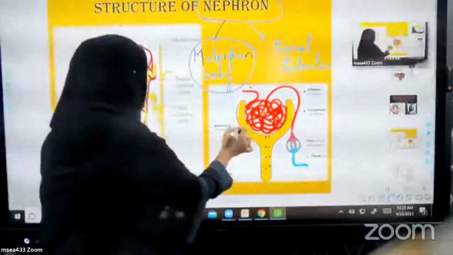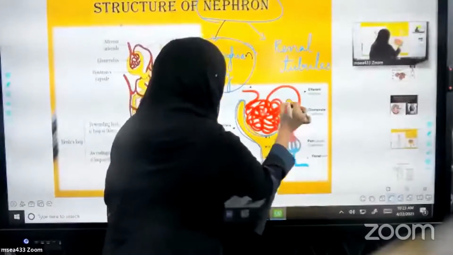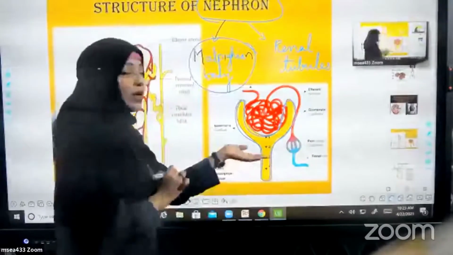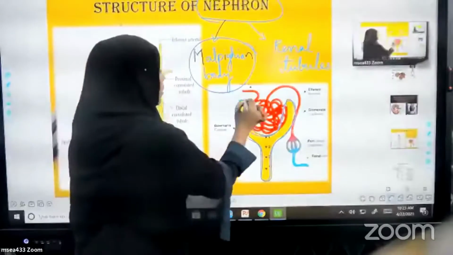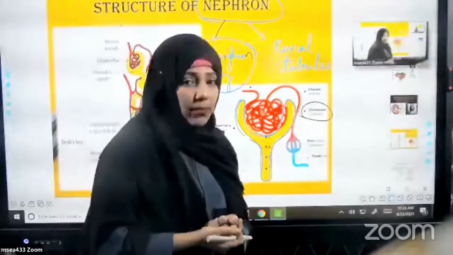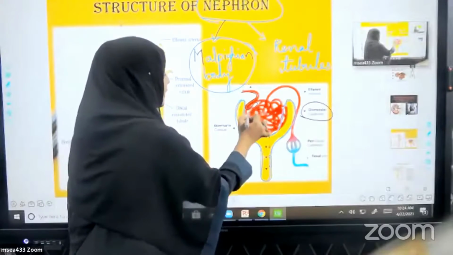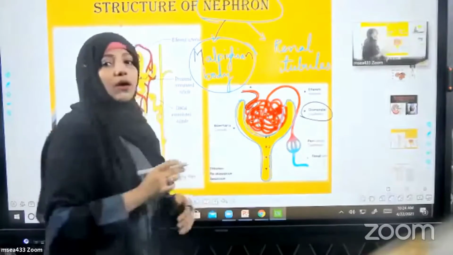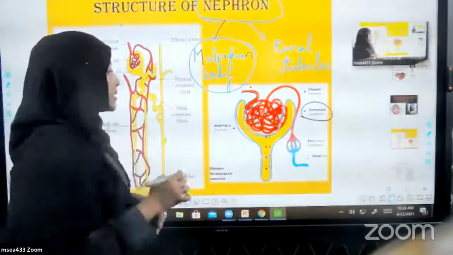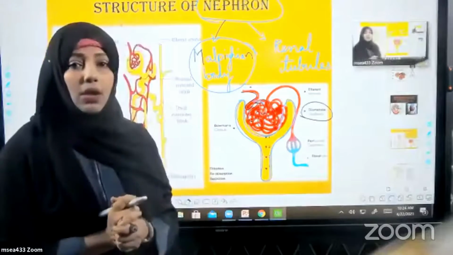Malpighian body consists of Bowman's capsule. This is the Bowman's capsule, the blind cup-like structure. It also consists of glomerulus. Glomerulus is nothing but the arterioles forming a network. Different arterioles form a network, and this network is what we call the glomerulus. So this networking of the arterioles forms the glomerulus.